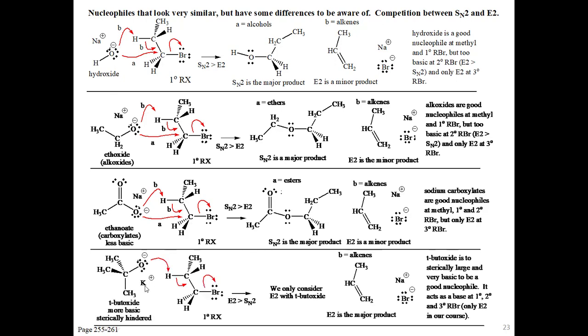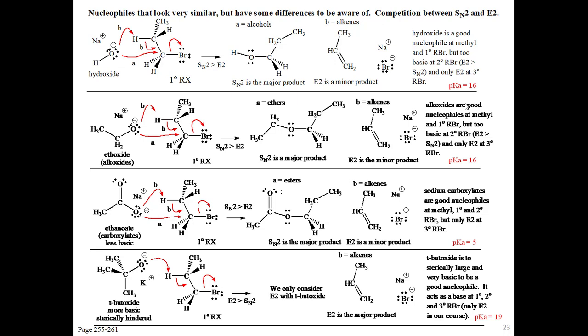On the other hand, if I react this with t-butoxide, we mainly get E2 reactions. So we get an alkene. So we have alcohol, ether, ester, alkene at primary centers are possible. If we didn't have this guy, then we wouldn't have any E2 winner of a reaction at a primary center. And so this gives us a choice that we can make this alkene. That's good.